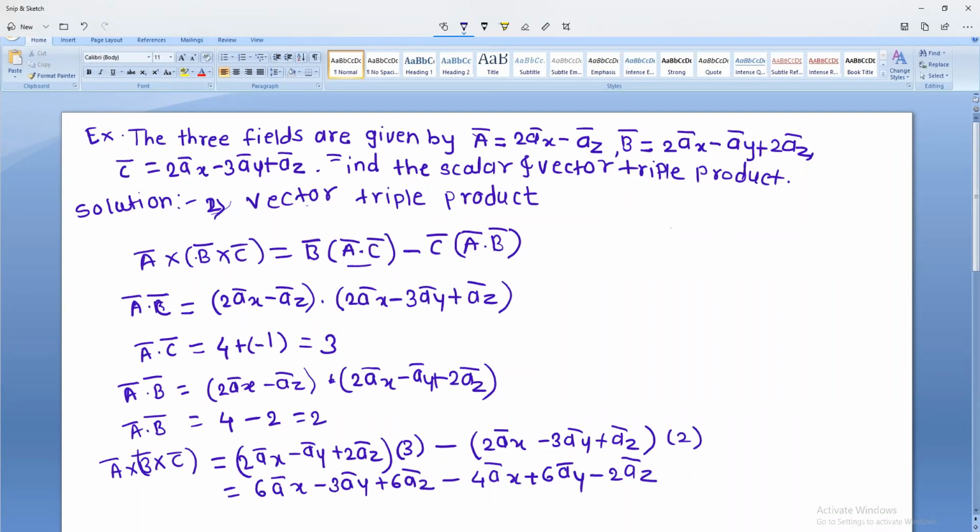Okay, let's just solve this. 6 a bar x minus 4 a bar x is 2 a bar x, minus 3 a bar y plus 6 a bar y is plus 3 a bar y, and plus 6 a bar z minus 2 a bar z is plus 4 a bar z. And it is a bar cross b bar cross c bar.